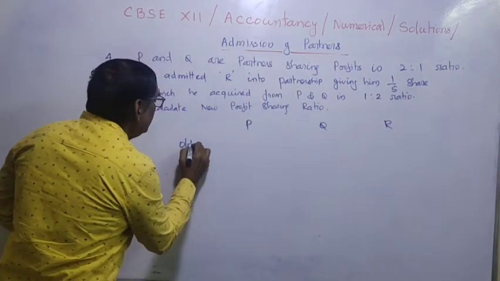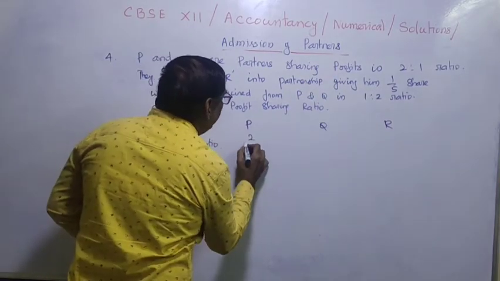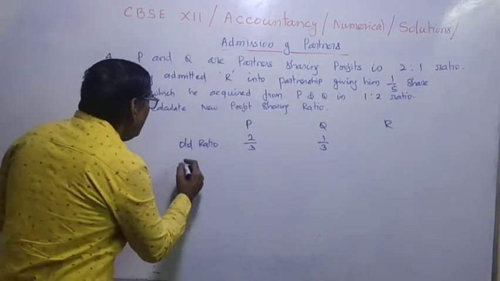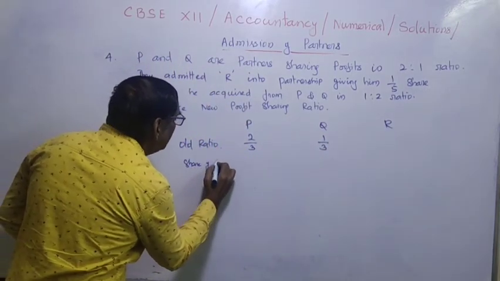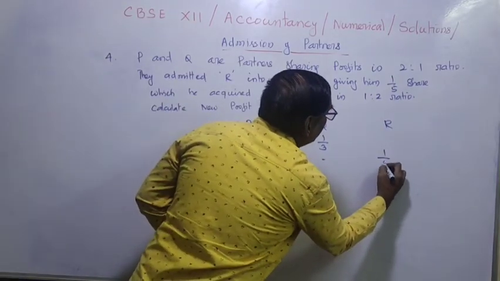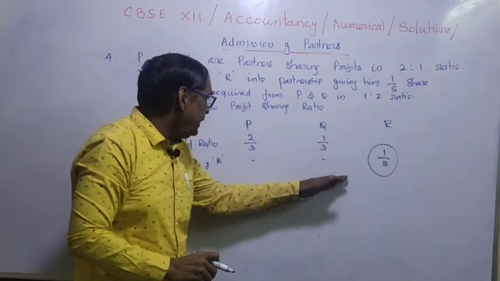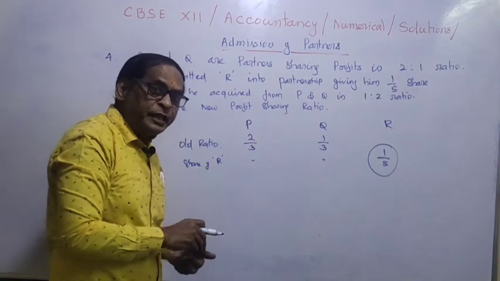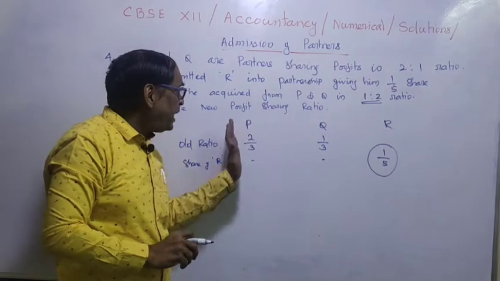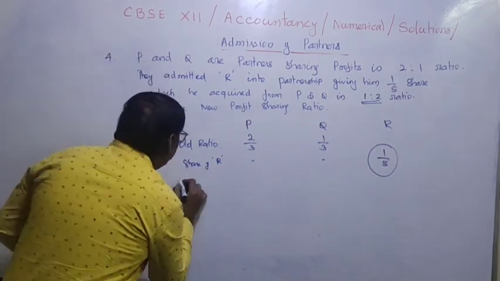The old ratio is 2:1. That means 2 by 3, 1 by 3. The share of R is 1 by 5. So this portion is to be sacrificed by P and Q in the ratio 1:2. So in that ratio they have to sacrifice. So how much sacrifice we have to find out.